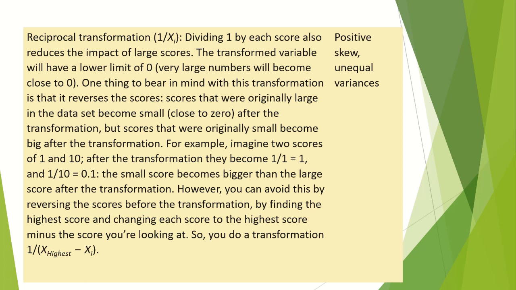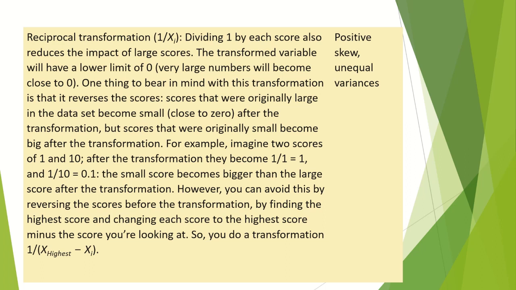For example, imagine two scores of 1 and 10. After the transformation, they become 1 divided by 1 is equal to 1, and 1 divided by 10 is equal to 0.1. The small score becomes bigger than the large score after the transformation.